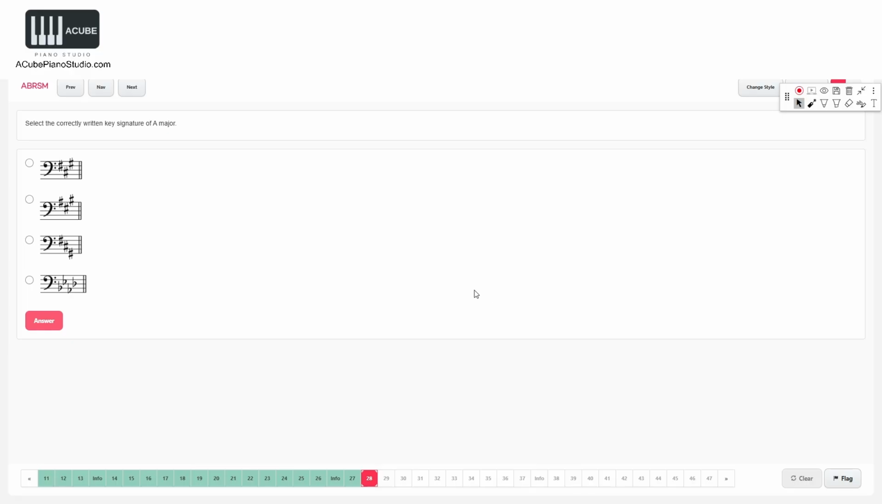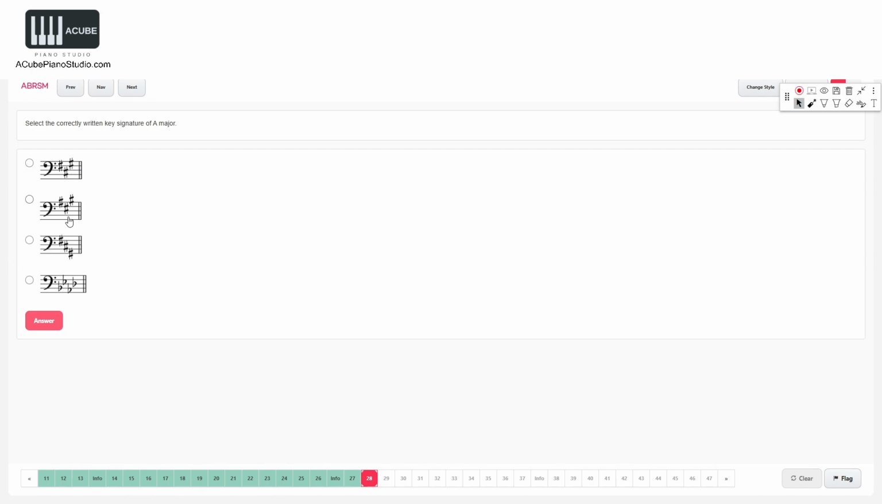Correctly written key signature for A major. A major has F sharp, C sharp, G sharp. So 3 sharps. So this is out already. All of them show 3 sharps, so which one should it be? You also need to know what is the correct pattern. And this is the correct pattern: F sharp, C sharp, G sharp. So you know it's this V shape for 3 sharps.